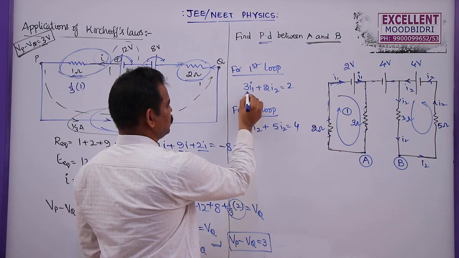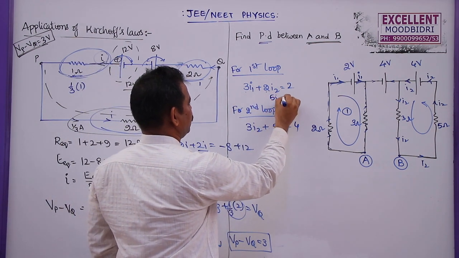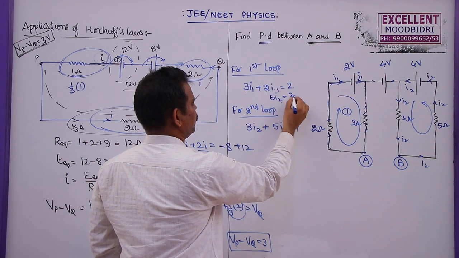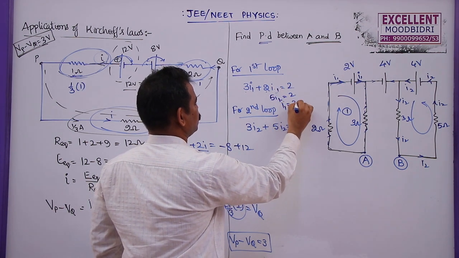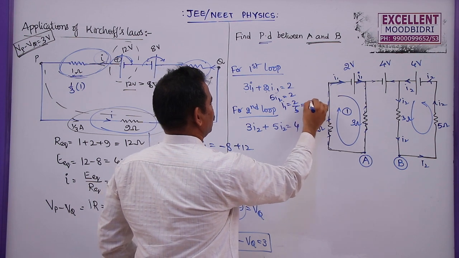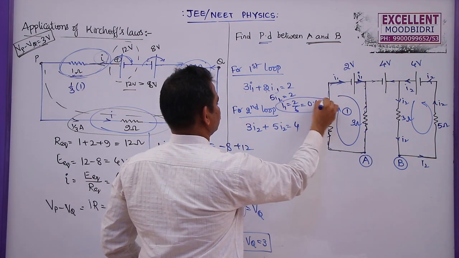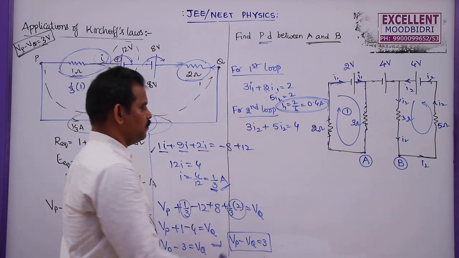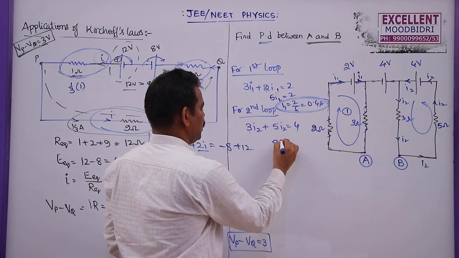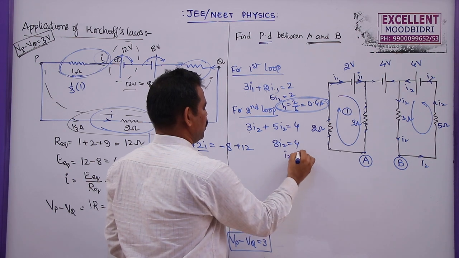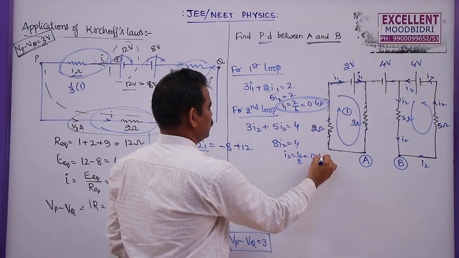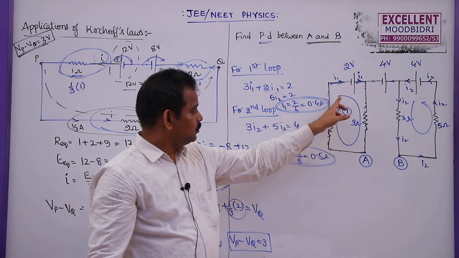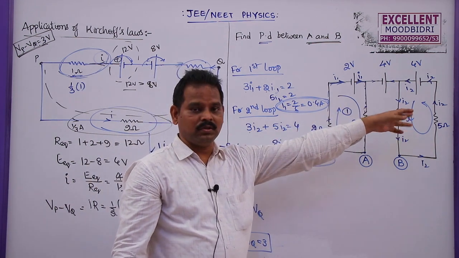But what is this 3 plus 2? 5I2 is equal to 5I1. This is I1. 5I1 is equal to 2. So I1 is equal to 2 by 5, or 0.4 amperes. So the current in this circuit is 0.4 amperes. Here 3 plus 8I2 is equal to 4. I2 is equal to 4 by 8, 0.5 amperes. Current in this path is 0.4, current in this path is 0.5.